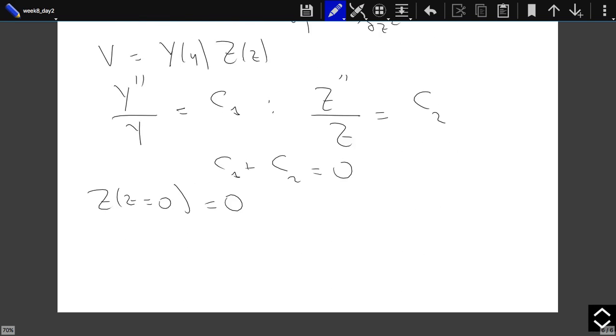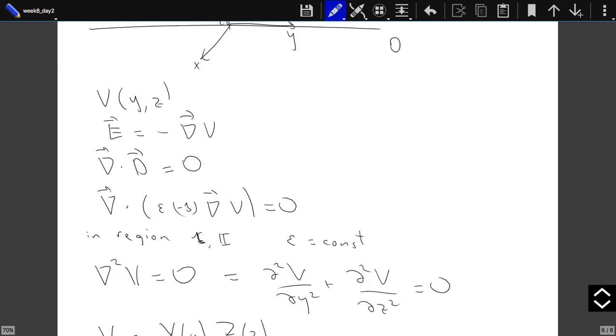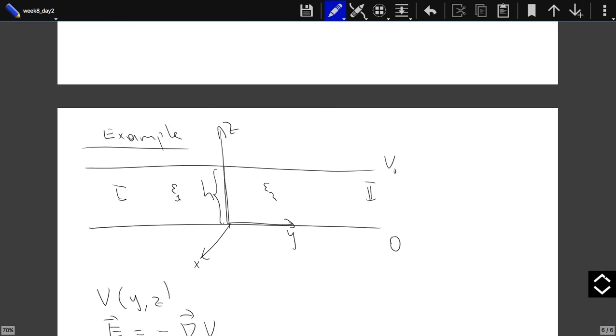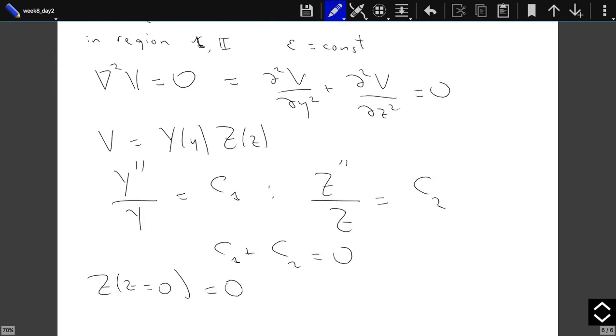Is Y even? Y is not even, because these two different regions have different dielectric constants. The potential need not be symmetric or antisymmetric. What else do I know?